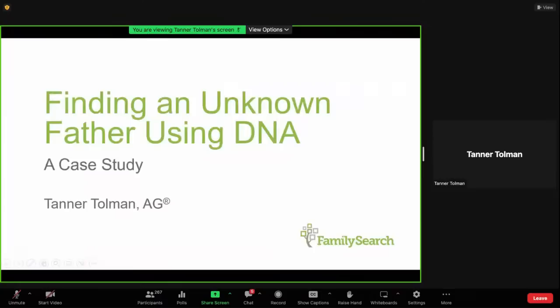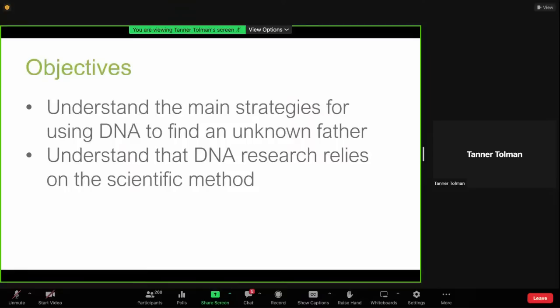So this class is Finding an Unknown Father. These are the objectives for this class. First, that you will be able to understand the main strategies for using DNA to find an unknown father. And second, I want you to understand that DNA research relies on the scientific method.